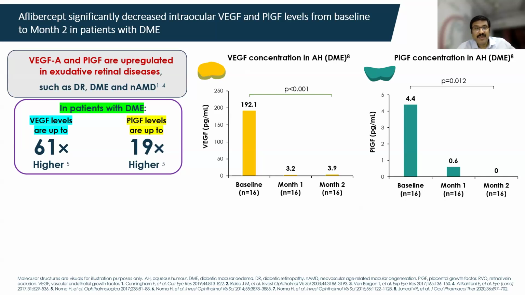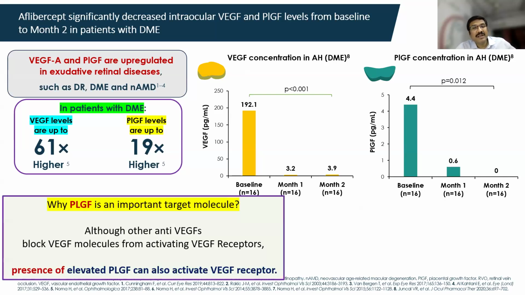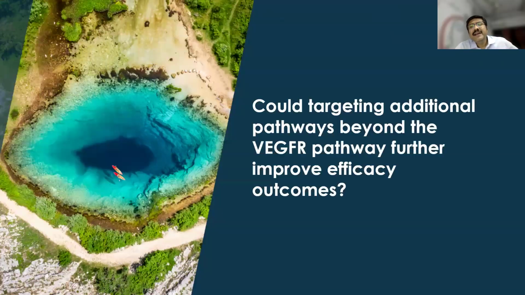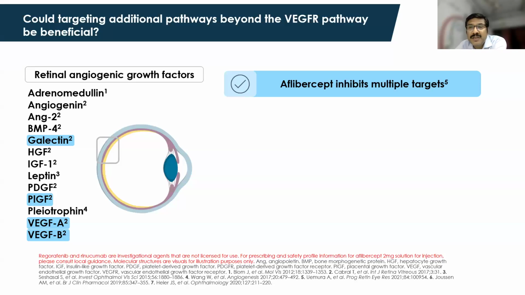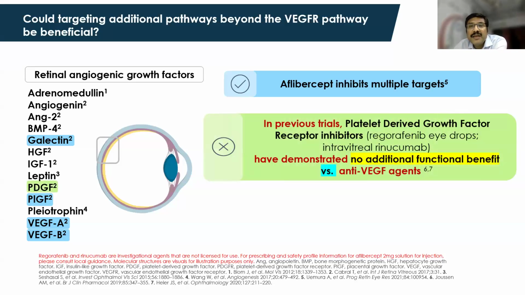Why is placental growth factor an important target molecule? Although other anti-VEGFs block VEGF molecules from activating VEGF receptors, the presence of elevated placental growth factor can still activate VEGF receptors. Could targeting additional pathways beyond the VEGF receptor pathway further improve efficacy outcomes? Aflibercept inhibits multiple targets, as we know. In previous trials, the platelet-derived growth factor receptor inhibitors have demonstrated no additional functional benefit vis-a-vis anti-VEGFs alone.